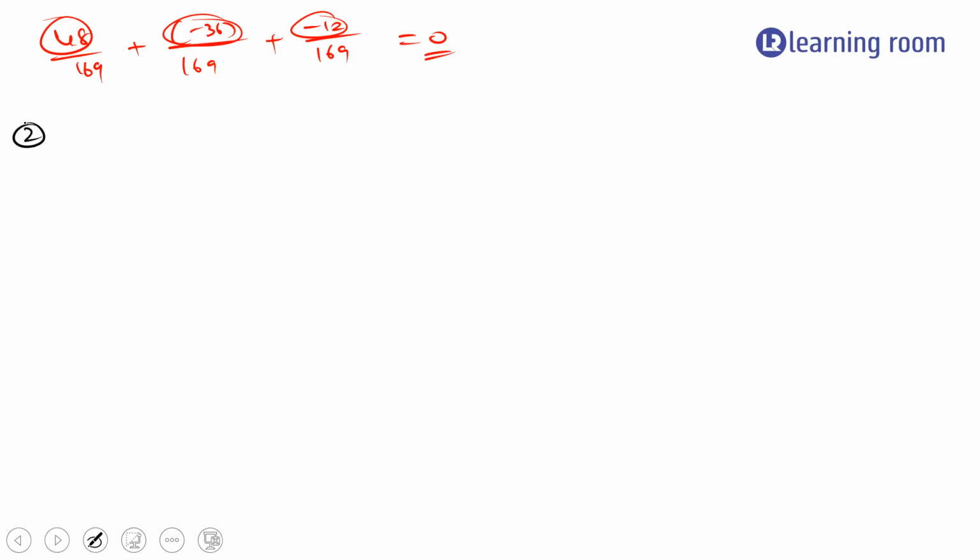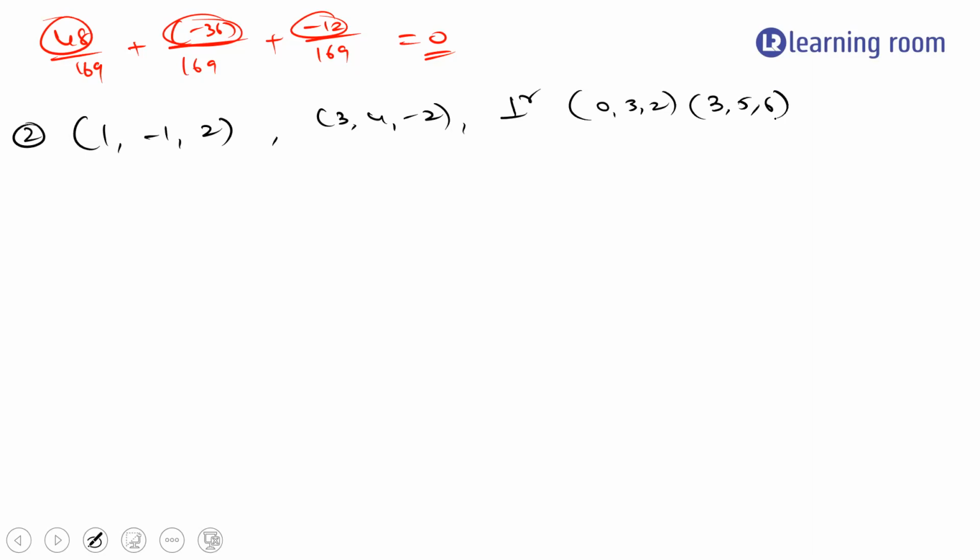Second question. Show that the line with points 1, 2, 3 and 4, 5, 6 is perpendicular to the line with the points 0, 2 and 3, 5. Listen to the logic here. In 2 dimensions, if 2 points are given to you, they have indirectly given you the slope. If in 3 dimensions they have given you 2 points, they have given you the direction ratios.